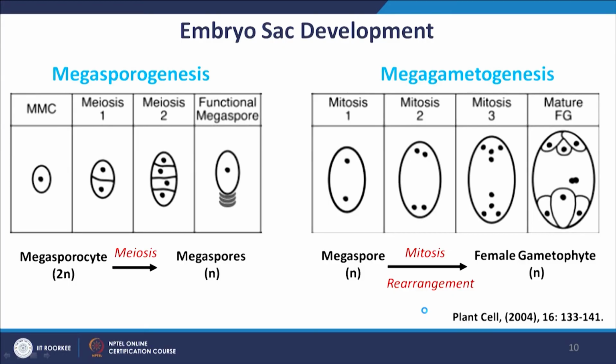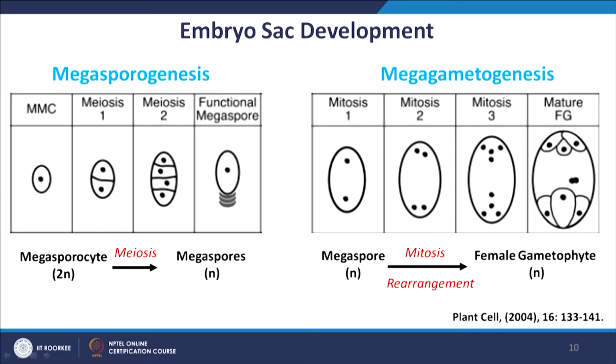This entire process of embryo sac development can be clearly divided into two stages. The first stage is megasporogenesis, where the megaspore mother cell divides through meiosis to generate a haploid functional megaspore.